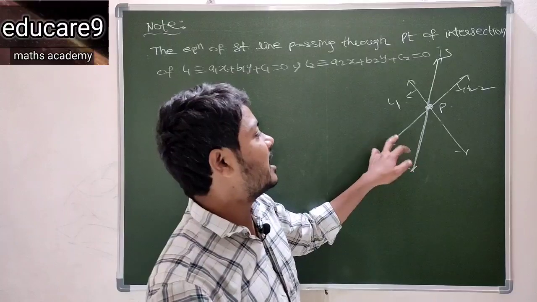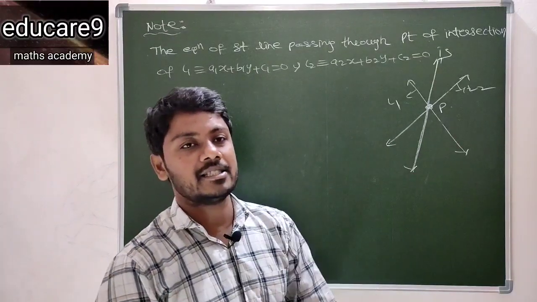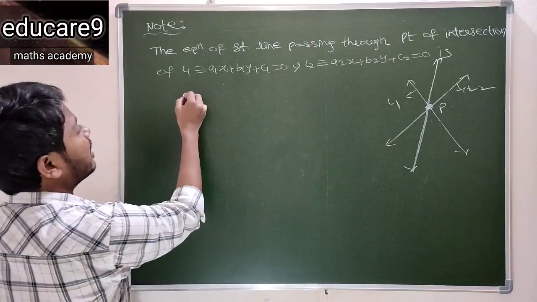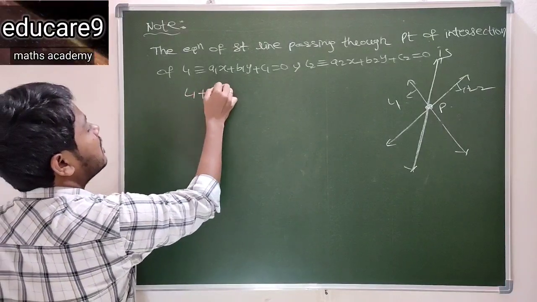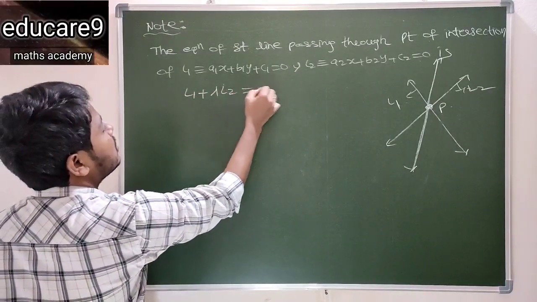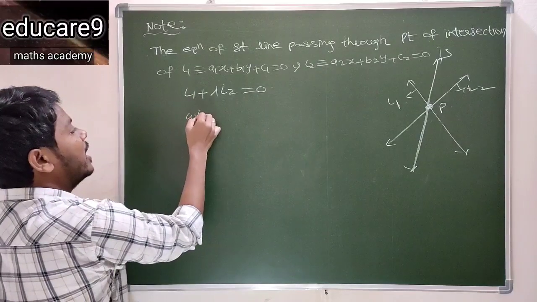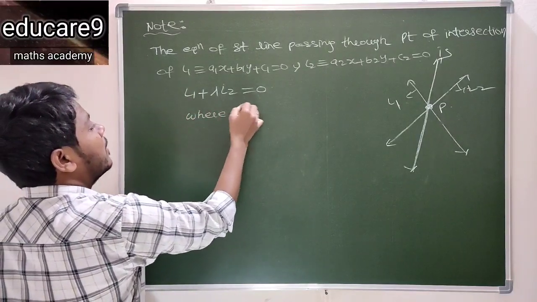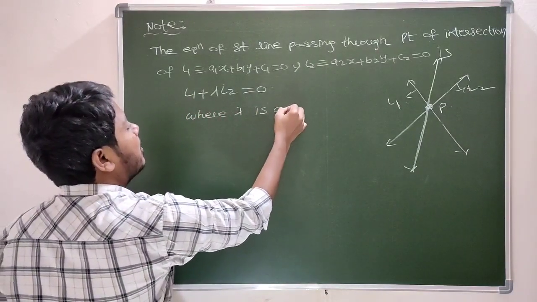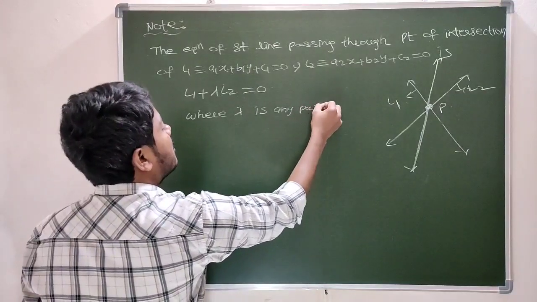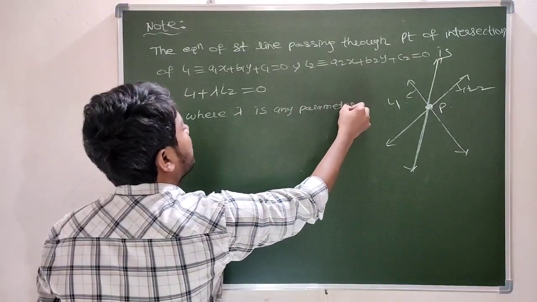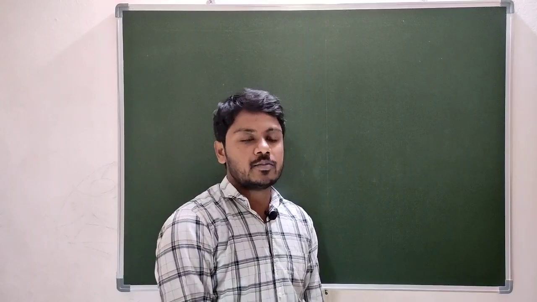So clearly these three lines are what? Concurrent lines. So what is that equation? L1 + lambda L2 = 0, where lambda is any parameter. Okay, so for the next session we will discuss more problems.